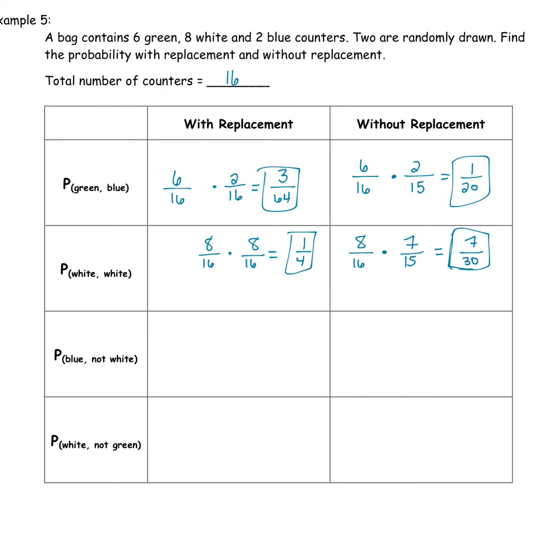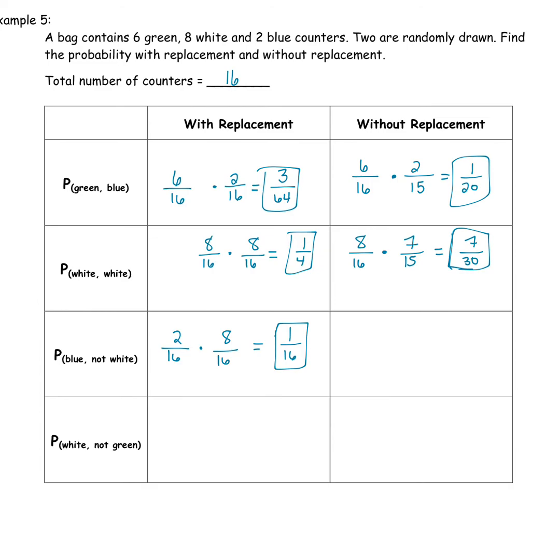Blue and then not white. So when we reach into the bag, 2 out of 16 are blue. If there's 8 white, that means 8 are also not white. Okay, we put that blue back. Okay, multiply straight across, Math Frac gives us 1 out of 16.